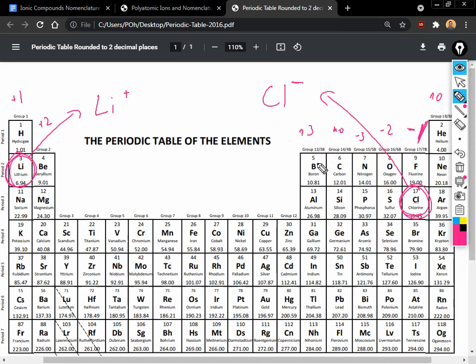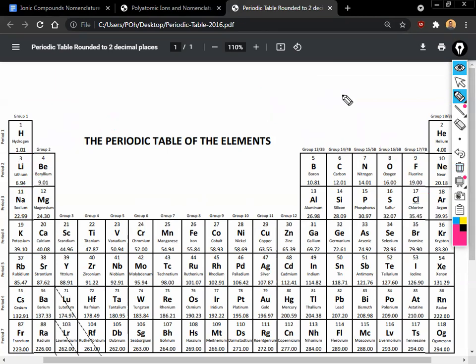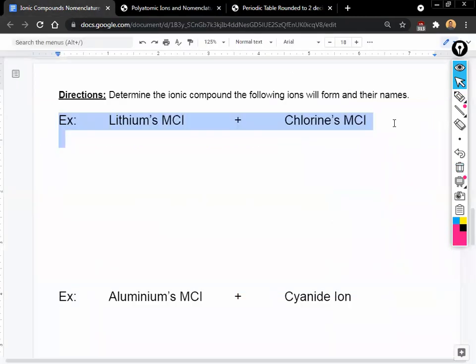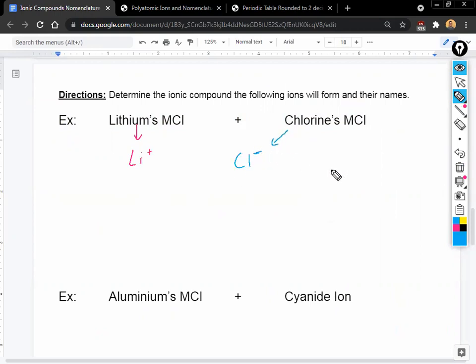What's that? The 3. What would you put? Oh, +3. So after that, no MCI. Okay, so lithium's MCI is +1. Chlorine's MCI is -1. So we're just going to go back to our notes and let's write that down. So lithium's MCI is +1. Chlorine's MCI is -1.